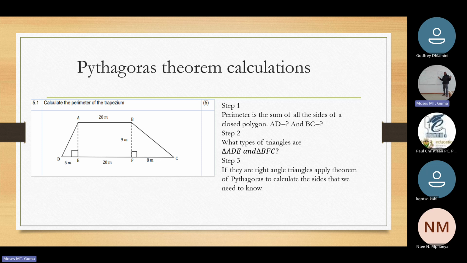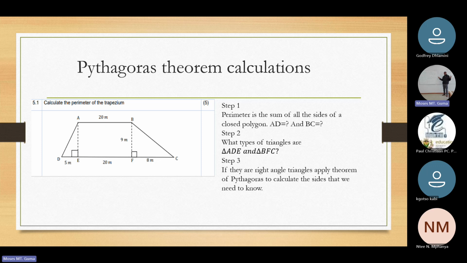Now, it means for us to find the perimeter, we need to know the length of this side. We need to know the length of this side. We need to know that length. The polygon is closed. But now we are in trouble because we don't know BC. We don't know AD. Now, is that a problem? Never, because we know these two sides in this right angle triangle, and we know if AEFB is actually a rectangle, we know this side and this side.